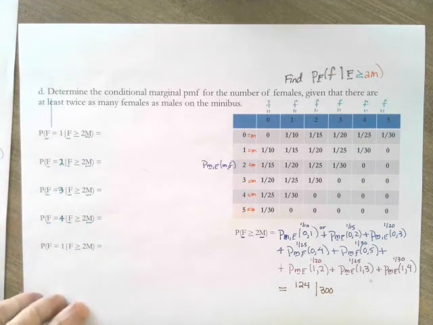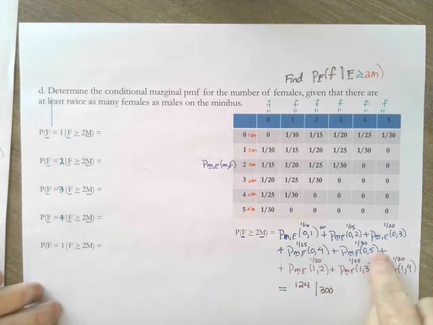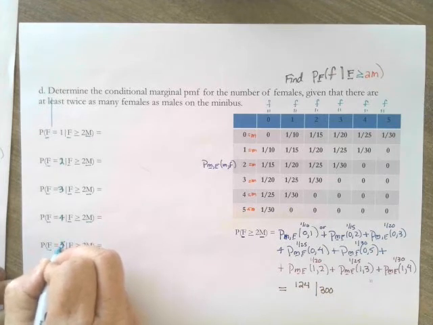And let me see, is that it? Can it be 5? I don't think it can be 5. I think I might have a few too many here. Let me think. Oh yes it can, it's right there. Okay. There we go.